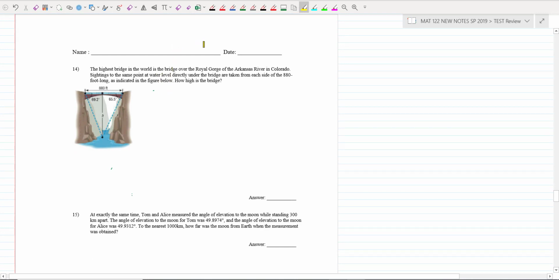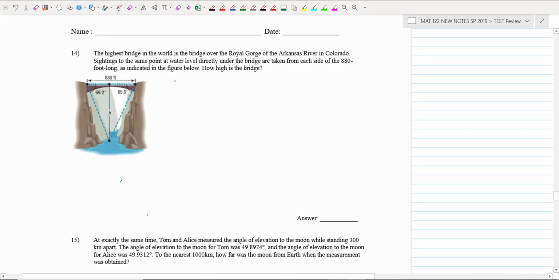With these word problems, sometimes you have to go through several things before you can get the answer. I like this problem because it's about Colorado, where we live. The Royal Gorge, the famous bridge that goes over the Arkansas River, is said to be the highest bridge in the world. I didn't know that. We have to figure out that height given these two angles and the distance between the edges of the bridge, the top of the canyon.